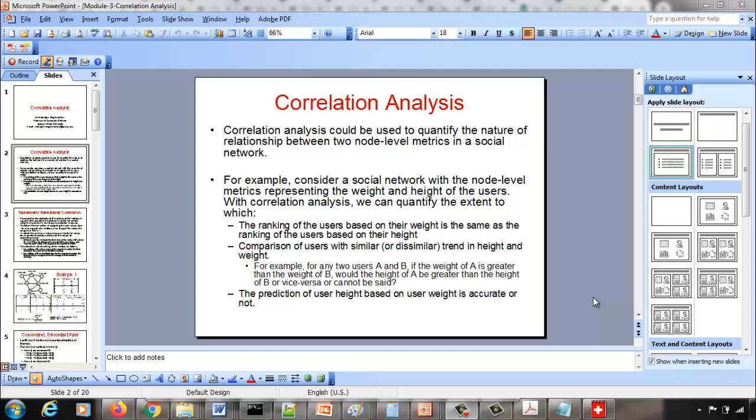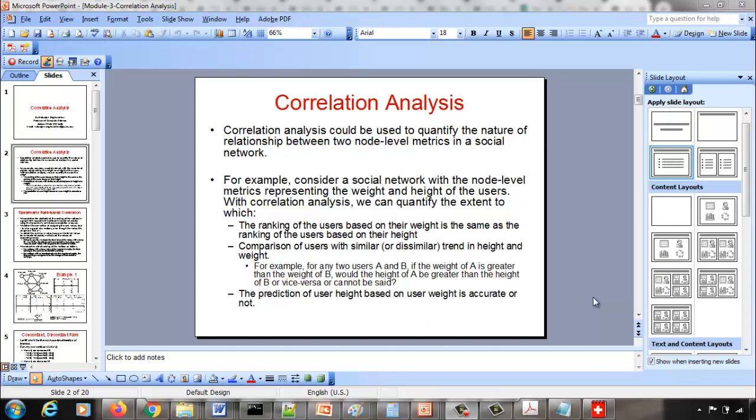Okay, so now we look at this module on correlation analysis. Correlation analysis could be used to quantify the nature of the relationship between two node level metrics in a social network. For example, you can say a social network of some people where you're given the weight and height of the users in that network.